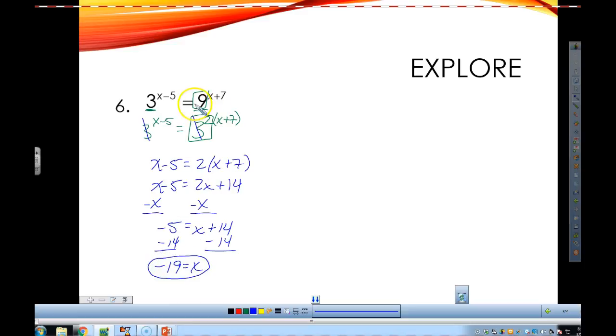So again, we started with different bases, and I changed this base to match this base. So you're looking to change the bigger base into the smaller base. Let's look at problem number 7.